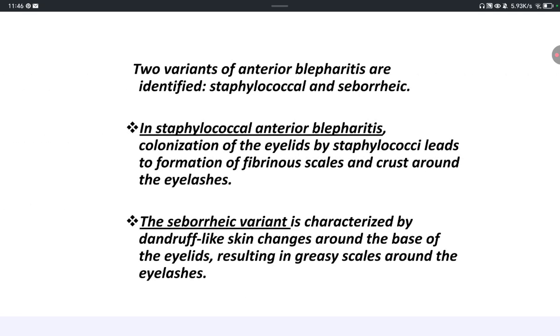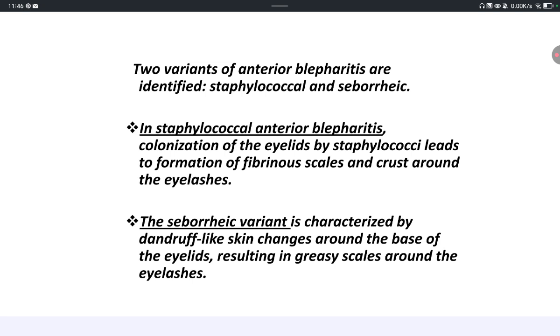Next, two variants of anterior blepharitis are identified. First is staphylococcal and second is seborrheic. These are the two variants that cause blepharitis.